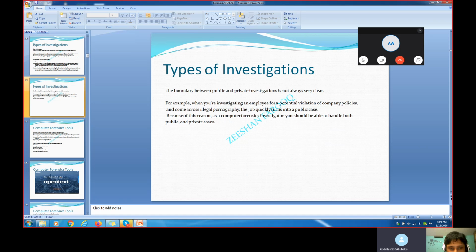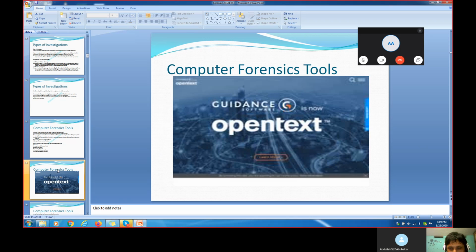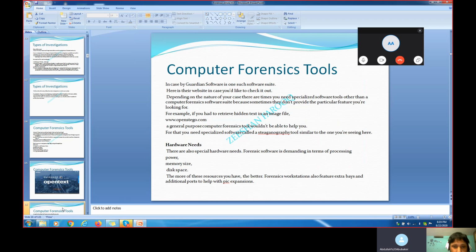Now, what computer forensic tools are there in the market? There are n number of tools, like www.guidancesoftware.com. If you look at the tool here, it's completely an open text tool, where we can perform some activity with respect to computer forensics. But what are the requirements? For example, hidden text, hidden files. There are multiple tools in the market right now, not only this one.